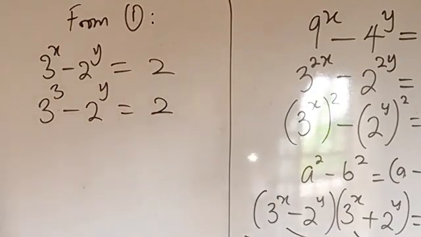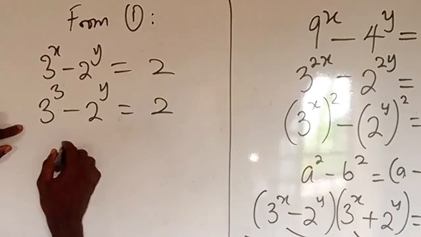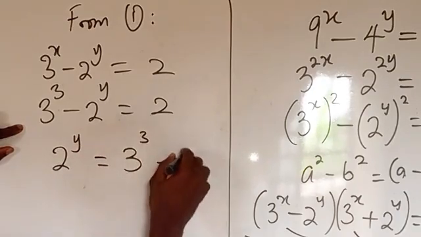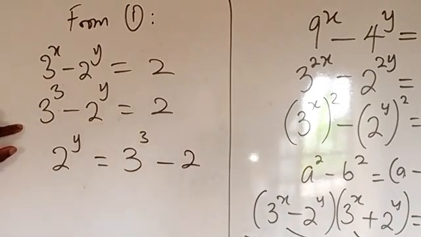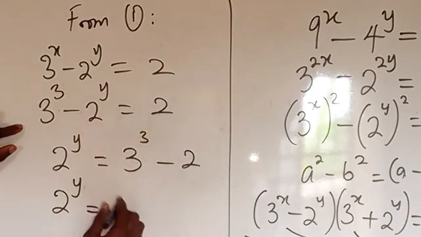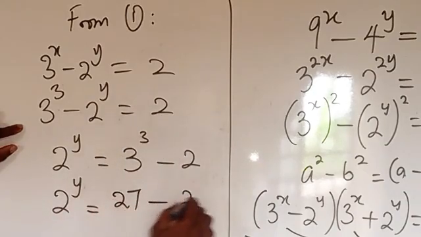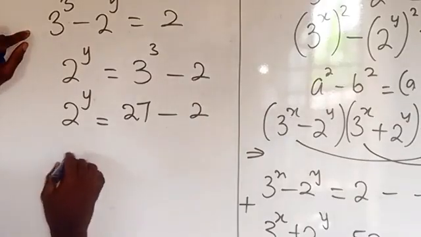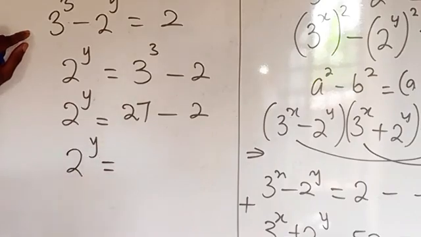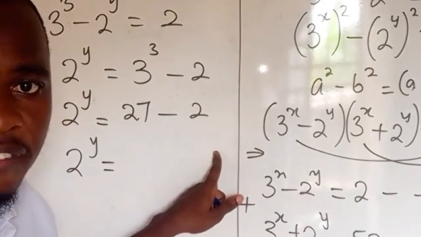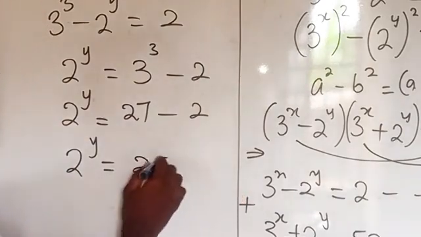Now from here, try to rearrange this. This is going to be 2 to the power of y equals 3 to the power of 3 minus 2. All right, so from there, we have 2 to the power of y equals, now 3 to the power of 3 will give us 27, minus 2. Do you understand? So 2 to the power of y equals 27 minus 2, which is going to give us 25.